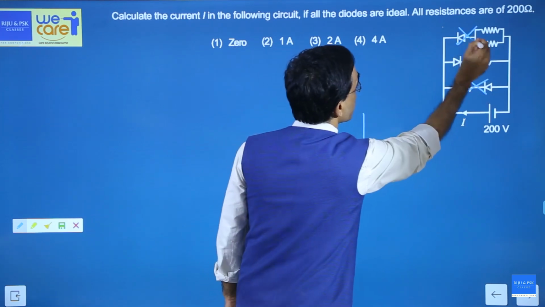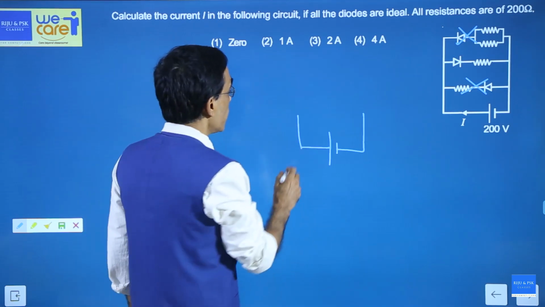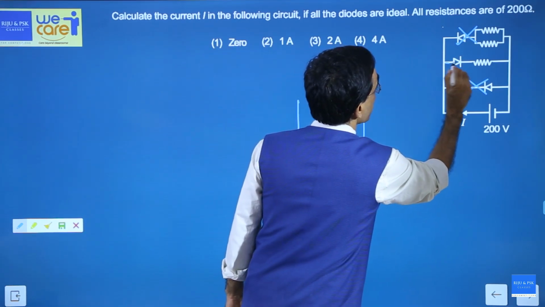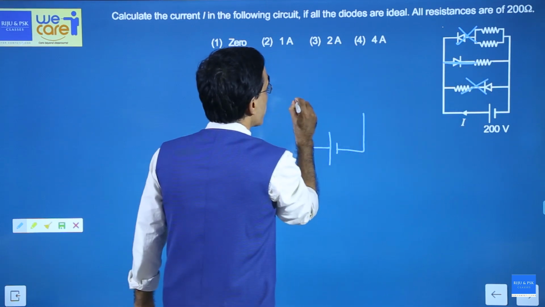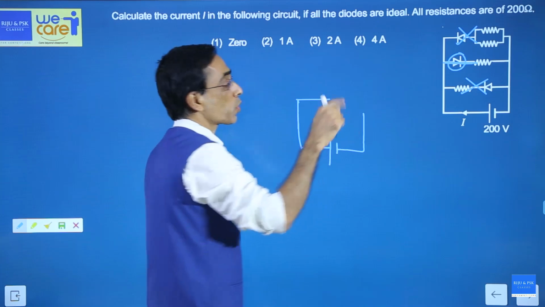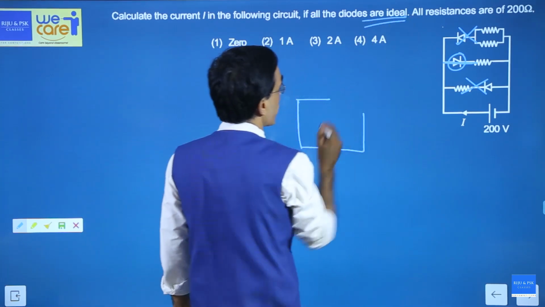This will also not conduct. So when there is no conduction, you don't have to worry about that circuit. Whichever is conducting, you can consider it as a direct connection because you are replacing the diode with its forward resistance. And what is the forward resistance? Being ideal, you take it to be 0.